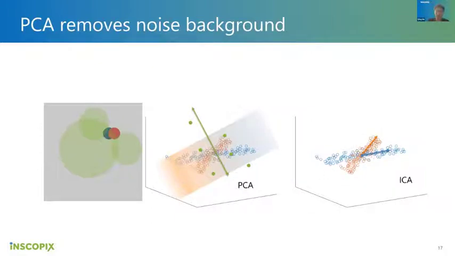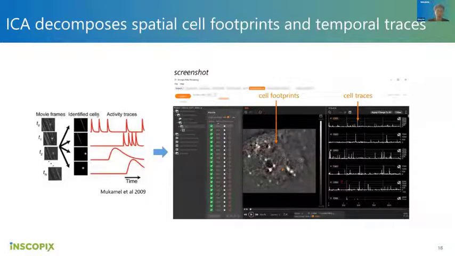And then the ICA will decorrelate the signal and separate them out into both their spatial footprints and their activity levels. Those would be simultaneous outputs from the ICA.